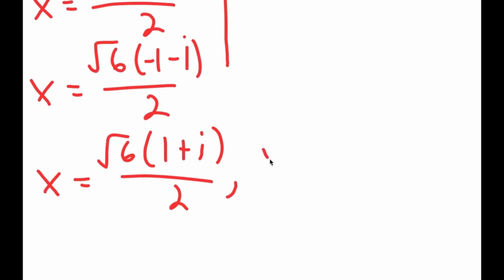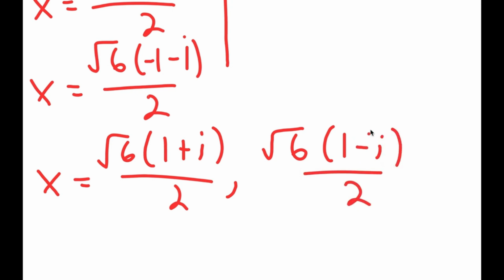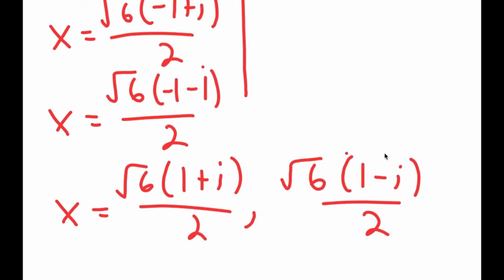And x is equal to the square root of 6 times 1 minus i over 2. So these are your 4 solutions.